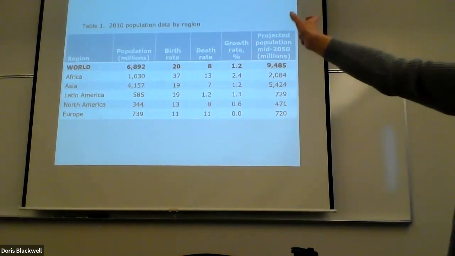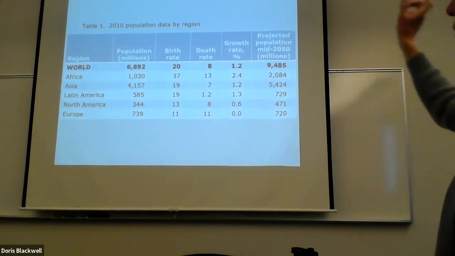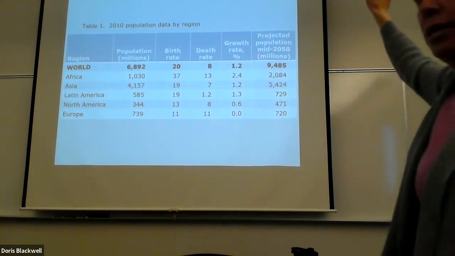We're looking at population in millions, so that's a number. We're looking at a birth rate. We're looking at death rate. We're looking at growth rate, and then we're looking at projected populations as a number going down.